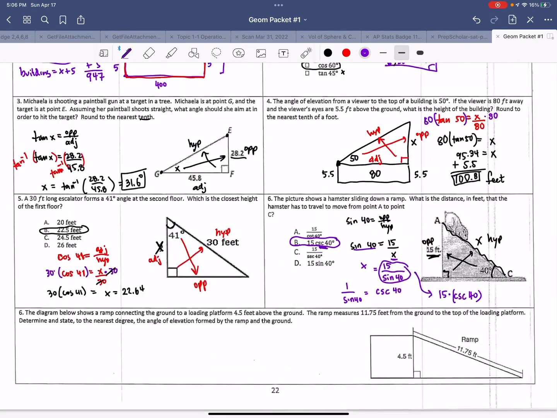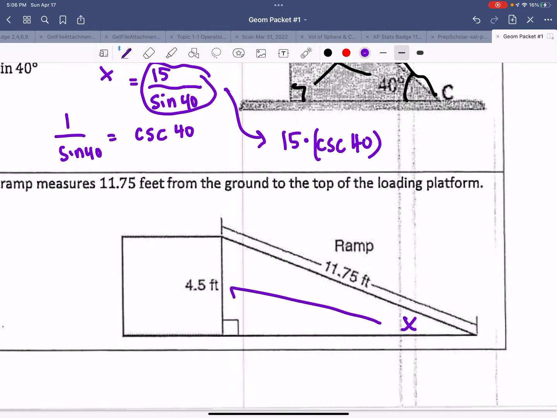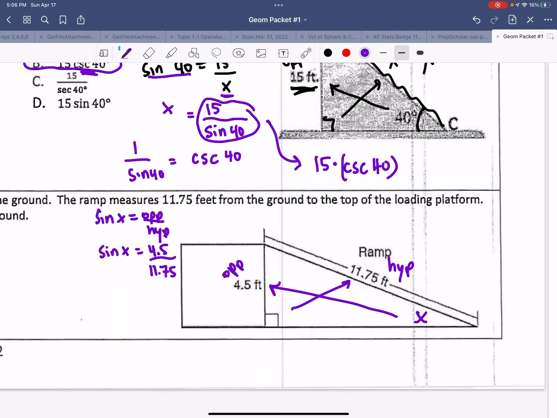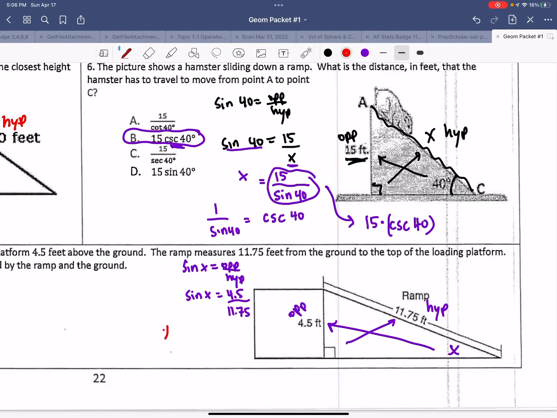All right, last one. The diagram shows a ramp connecting the ground to a loading platform 4.5 feet off the ground. The ramp is 11.75 long. Determine to the nearest degree the angle of elevation. Okay, so we're going to call that x. This is opposite the box. Looks like we need sine, right? The sine of angle x is opposite over hypotenuse. So the sine of angle x is 4.5 over 11.75. All right, so we're going to take the inverse sine of both sides.